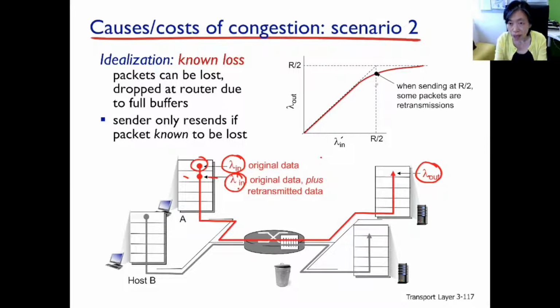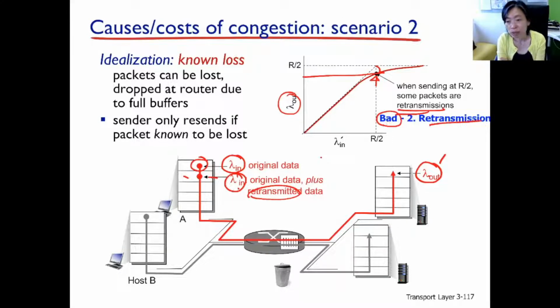So in the end, even though the lambda in reaches its capacity, half of R, we don't get exactly half of R out here, because some of this half of R is going to be used for retransmission. So this margin here, unfortunately, is used for retransmission. So the actual amount of data coming out is less than half of R. And you see here the bad thing, number 2: we have retransmissions when there is congestion.